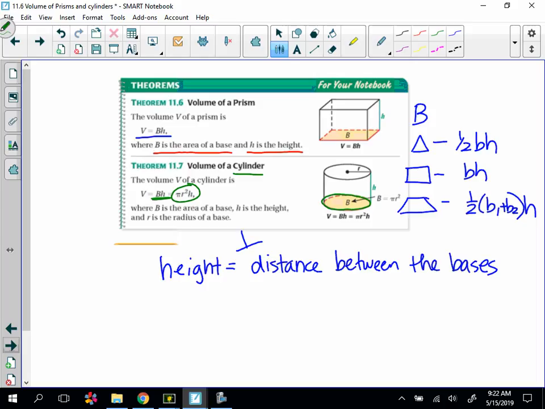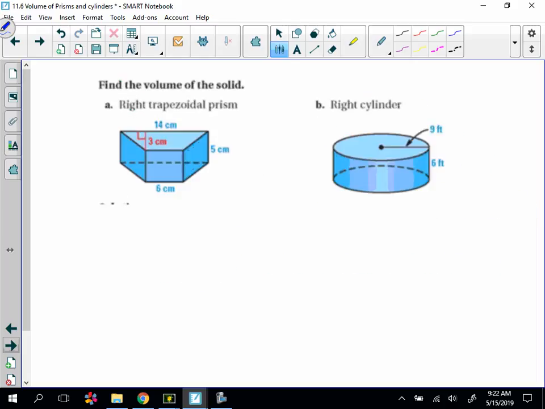Okay, let's go through a few examples. Okay, first one says, find the volume of the solid. It is a right trapezoidal prism. So we're going to start with the formula for the volume of a prism. It is the area of the base, capital B times h. Okay, now for the area of the base, I need to do the area of the trapezoid.